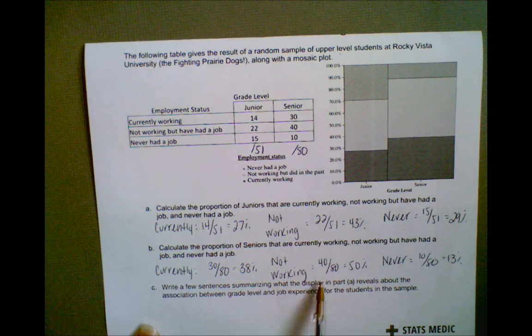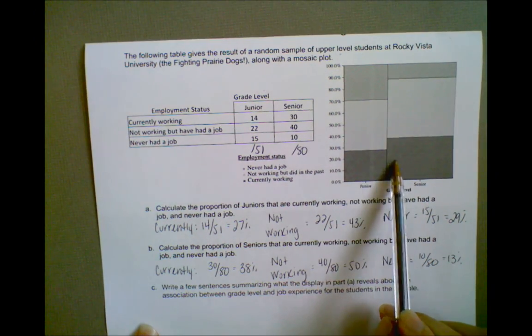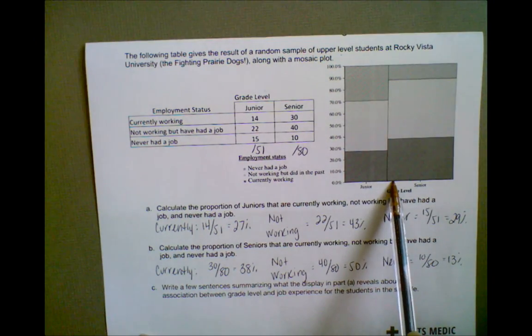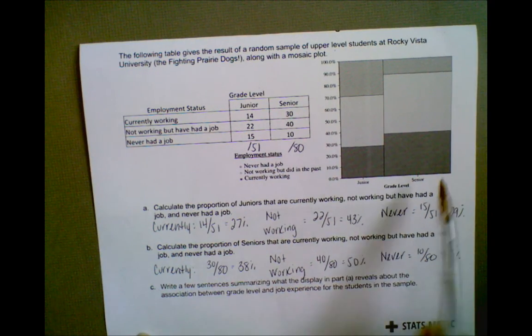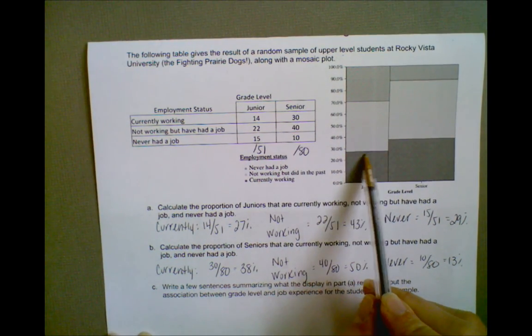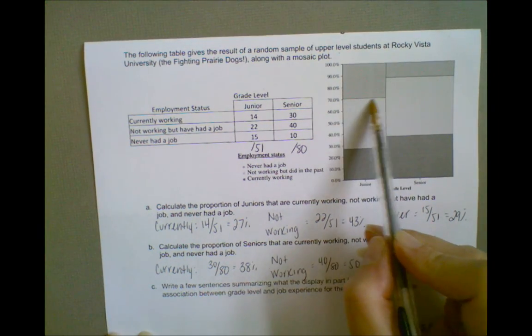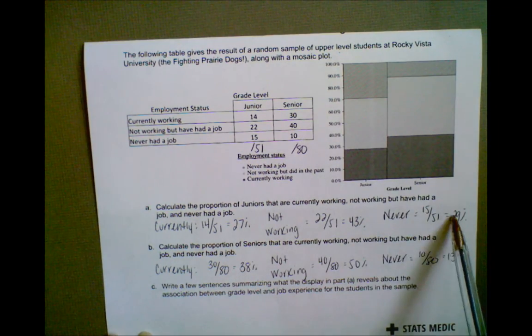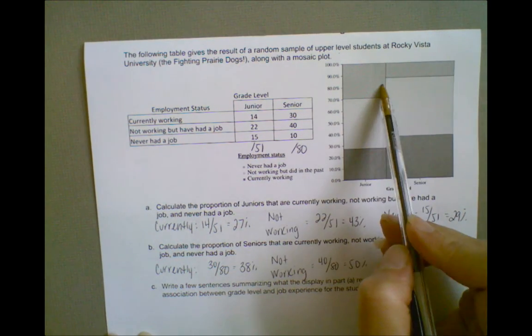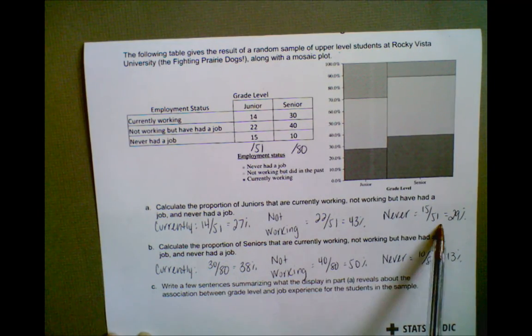So these numbers are directly related in this Mosaic plot. So here you've got the 27% of juniors that are currently working. That's the height of this bar here. If we stack the 43% on top of the 27, that takes us up to about 70%. And then that remaining roughly 29, 30% is stacked on the top. And then these aren't adding exactly to 100% just because of rounding.